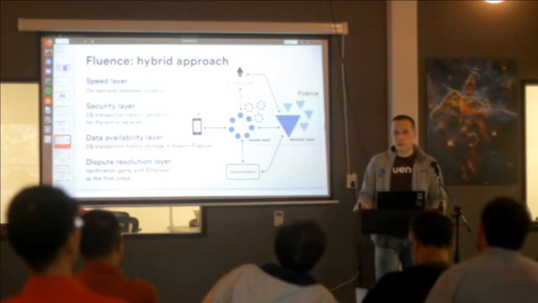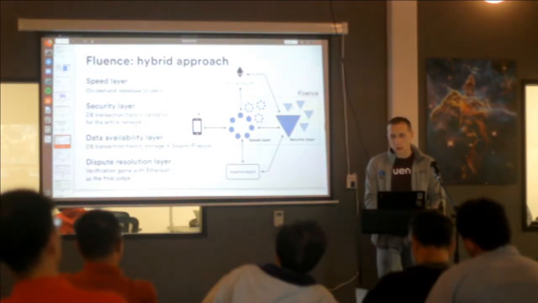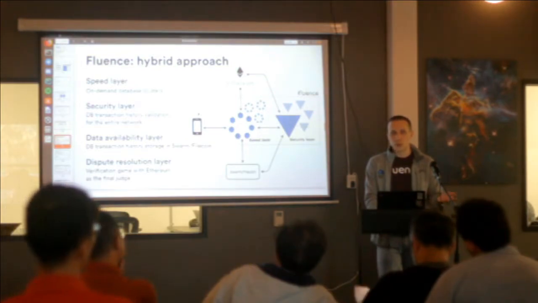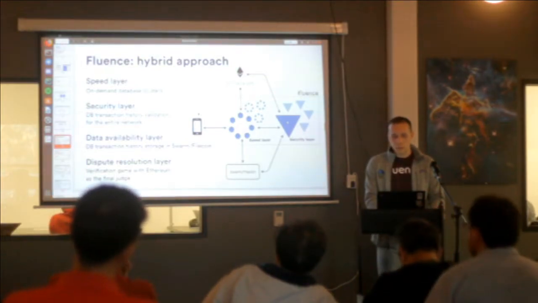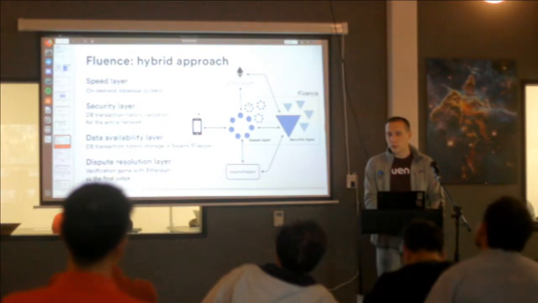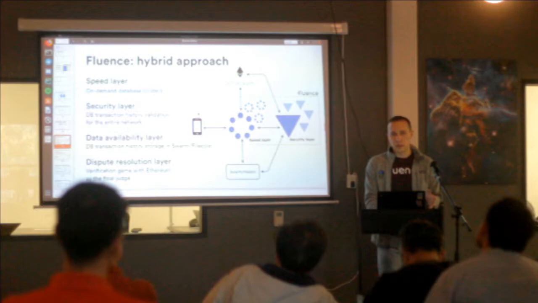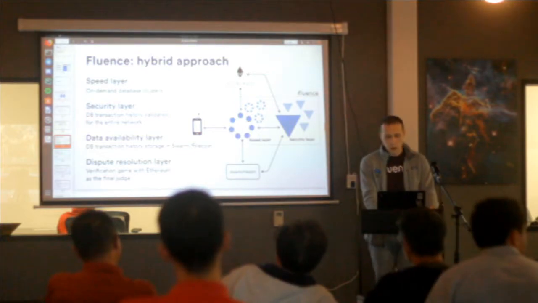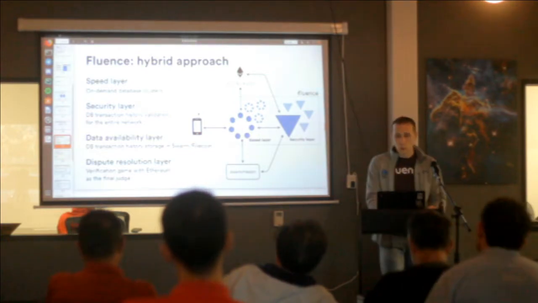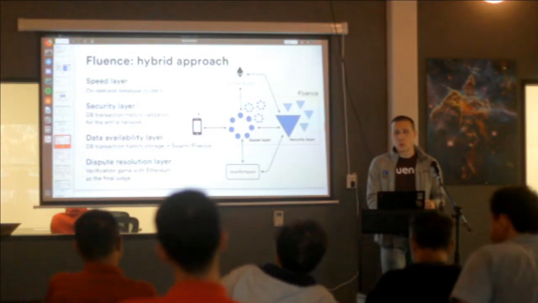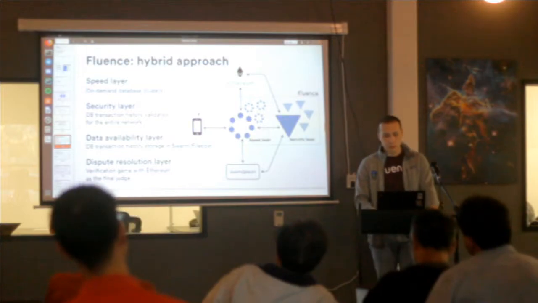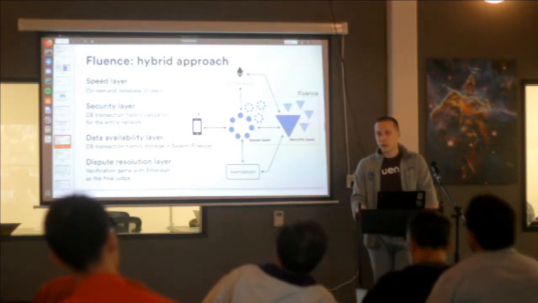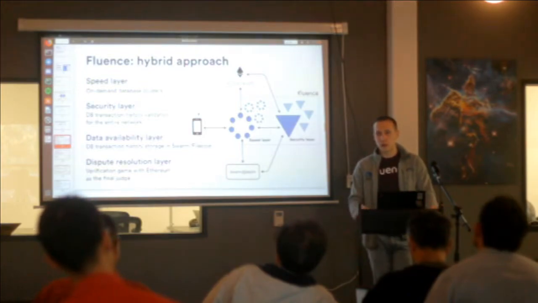So in order to guarantee security here, we add a layer of batch validators, or you can also call them fishermen, that are constantly monitoring the speed layer. If they find that the speed layer has cheated and has provided incorrect results to the client, they escalate the matter to Ethereum, and malicious machines lose their stakes. We also rely on 2 more layers. We use Swarm or Filecoin or some other decentralized storage as a data availability layer, and we use Ethereum as the source of trust and the dispute resolution layer.